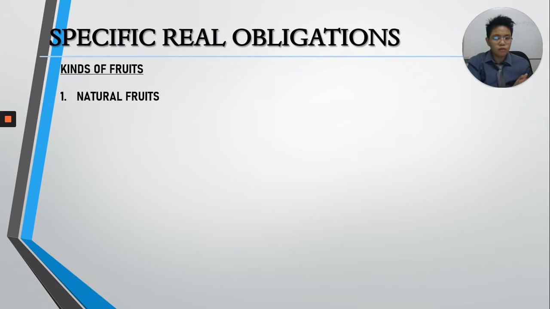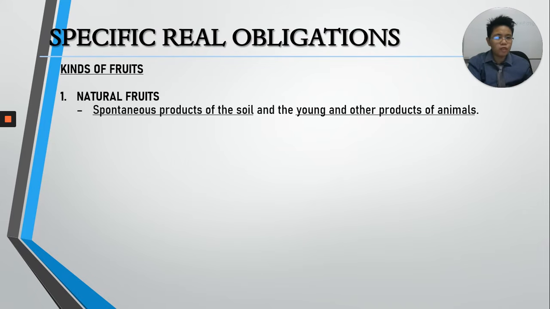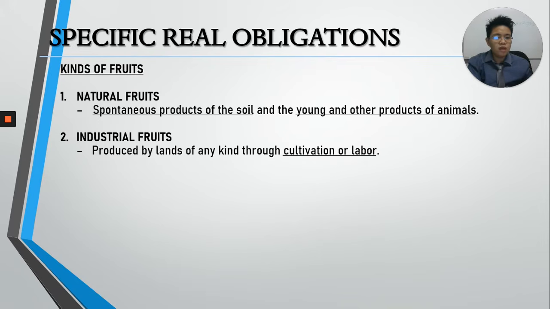So remember, natural fruits, industrial fruits, and civil fruits. So natural fruits are spontaneous products of the soil and the young and other products of animals. Katulad nga nung sinabi ko kanina, ang kabayo, yung kanyang anak, natural fruit yon. Also, yung mga bigla na lang tumutubo sa soil, yung mga bunga ng fruit-bearing trees, yun ay mga natural fruits. Now, industrial fruits, those that are produced by lands of any kind through cultivation and or labor. So, ito yung mga tinatanim pa, sinasaka yan.